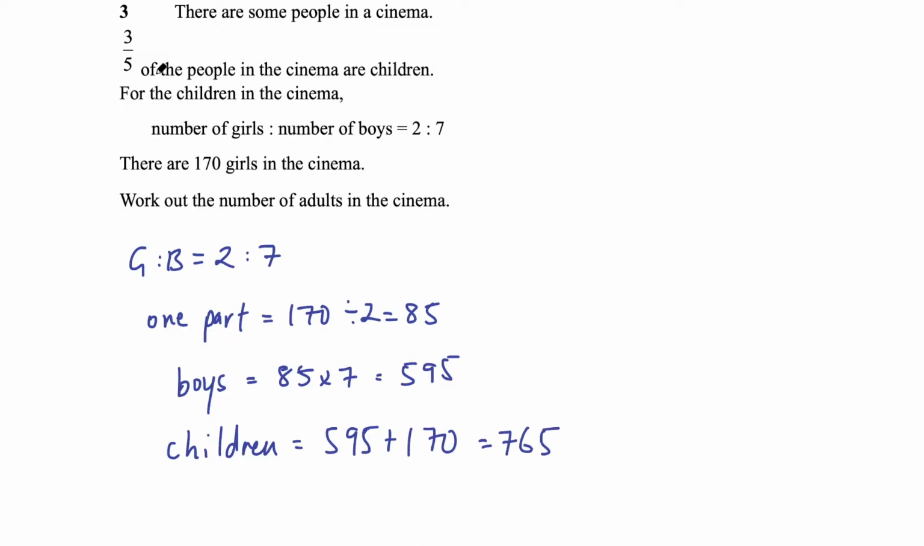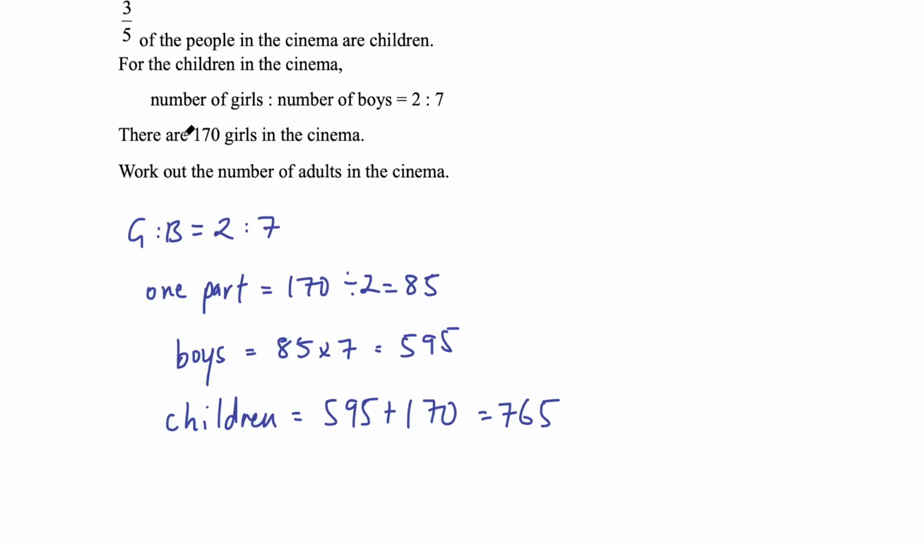And then go back to the question again. It tells you that 3/5 of the people in the cinema are children. That means then that 2/5 of the people in the cinema are adults. So adults are 2/5 of the total. So we could write that, sorry, that should be an L there. So we could write that ratio of adults to children as 2 to 3.